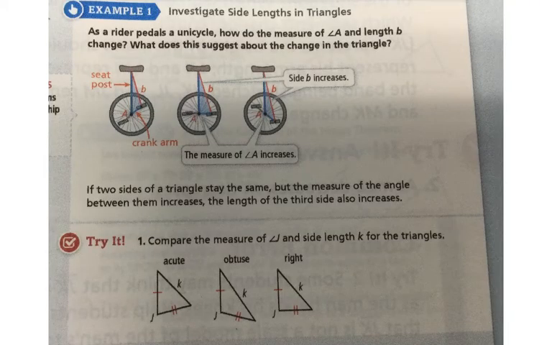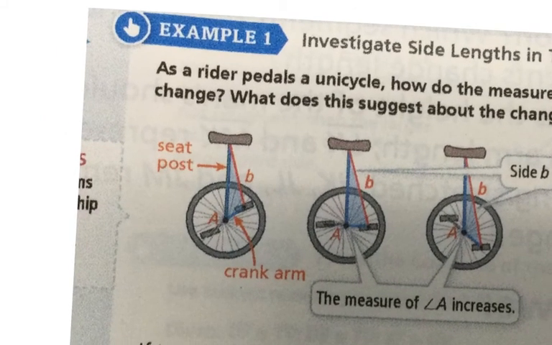Okay, so here's our example 1. It says, as a rider pedals a unicycle, how do the measures of angle A and the length of side B change? And what does this suggest about the change in the triangle? So when we look here, think about pedaling a unicycle. As we pedal the pedals, the length of B is going to be getting longer. Do we see that? From the first picture to the second to the third, side B keeps changing.